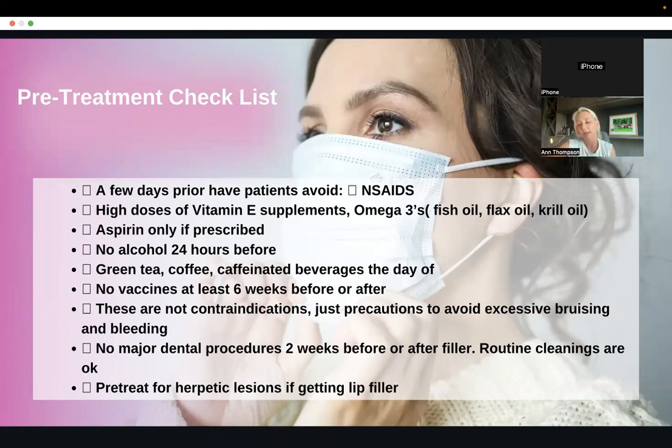If they do have a history of cold sores, you're going to be calling in, or your provider will be calling in, Valtrex 2 grams PO BID times 1 day.